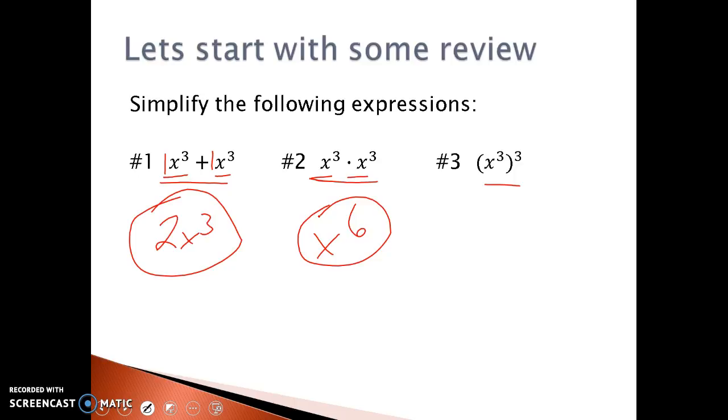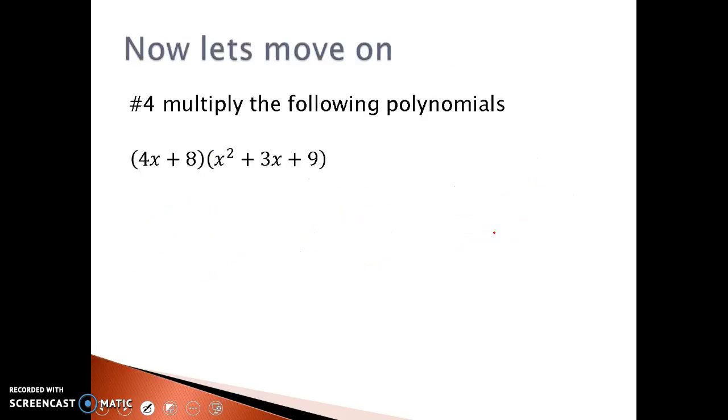But then number 3, if I have x to the third, that means I have 3x to the thirds. And so if I have 3x to the thirds, that means I have 3 here, and 3 here. So altogether, that's x to the ninth. And if you remember correctly, when we take a power to a power, that means we multiply those two exponents together. And so number 3 is x to the ninth. So that's a good review for us before we start doing problems that look like this.